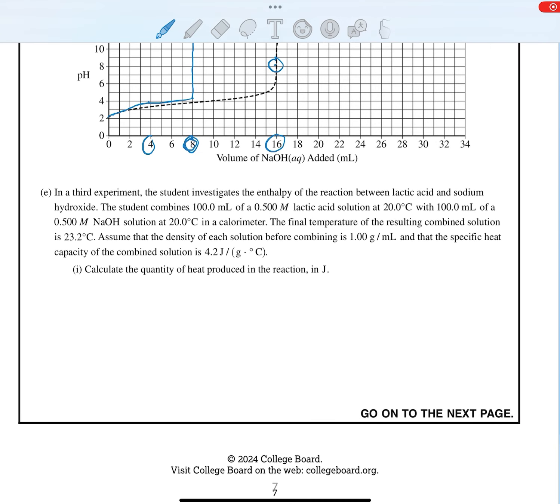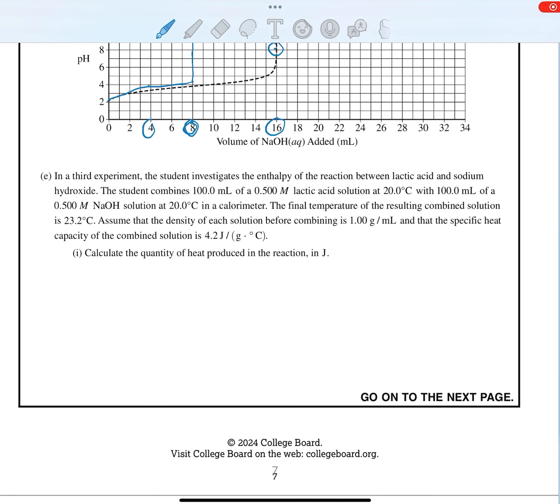Now, the next question is a lengthy one, but it is a classic calorimetry question. It's easy to solve, but there's a lot of things going on, and you really want to understand why we're using the values that we're picking. What this is saying is that we're mixing a certain volume and concentration of lactic acid with an initial temperature with the same volume and concentration of the base at the same initial temperature. We measured the final temperature, and we have a specific heat capacity of water given to us, and we want to know the heat produced in the reaction in joules.